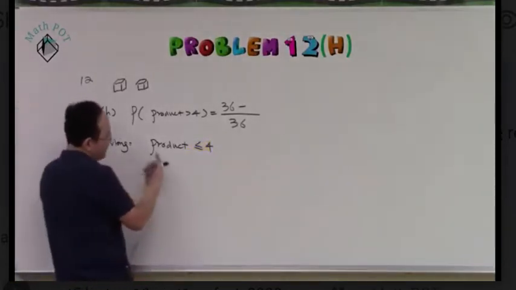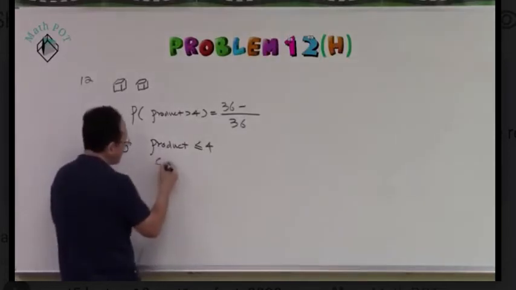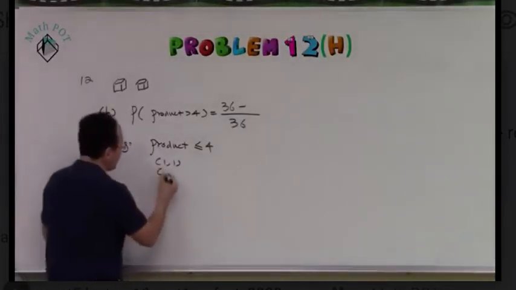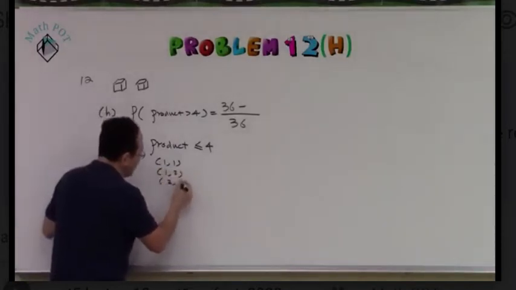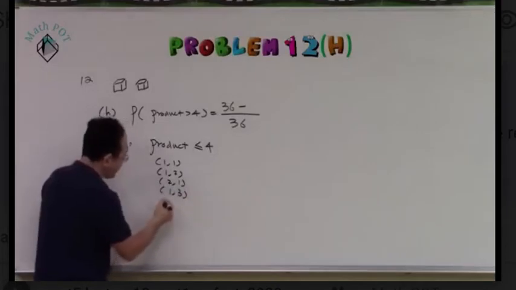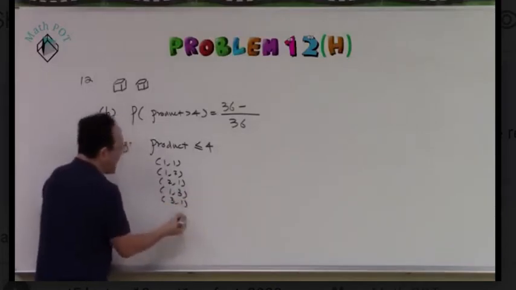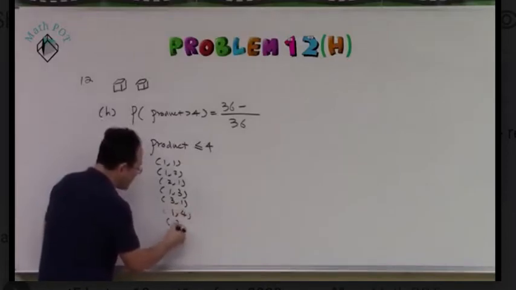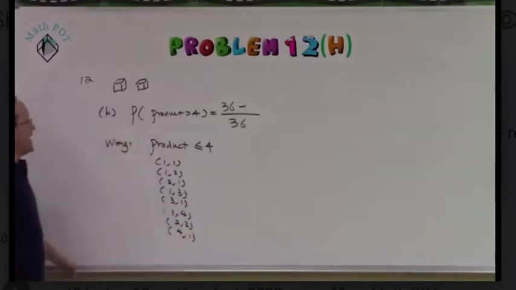For example, if the product equals 1, definitely okay, 1 times 1. How about product equals 2? It could be 1, 2, or 2, 1. How about product equals 3? It could be 1, 3, or 3, 1. How about product equals 4? It could be 1, 4, or 2, 2, or 4, 1. That's all if we get a product less or equal to 4.